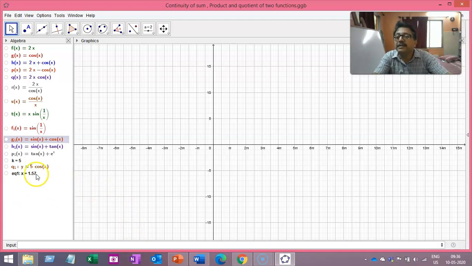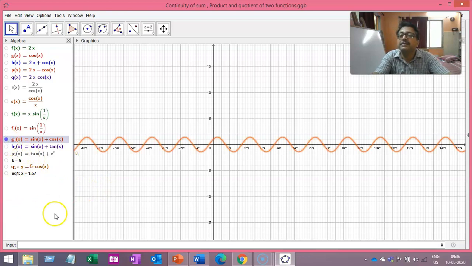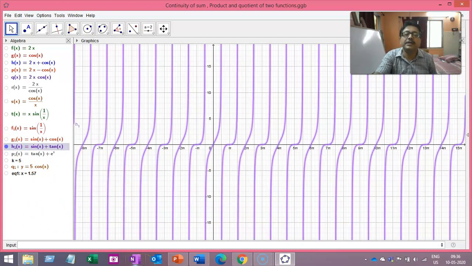See what happens if I take sin x plus tan x. What is your opinion? Is it a continuous function? No, it is not continuous. If you move between 2 pi and 3 pi, that is 5 pi by 2, the graph of the function is not continuous. There is a clear break at the point 5 pi by 2, at 3 pi by 2, at pi by 2, at minus pi by 2. So at all these points where tan x was discontinuous, sin x plus tan x is also going to be discontinuous.